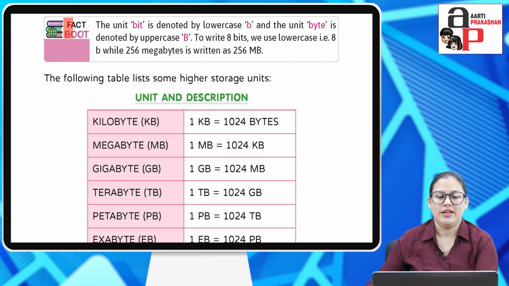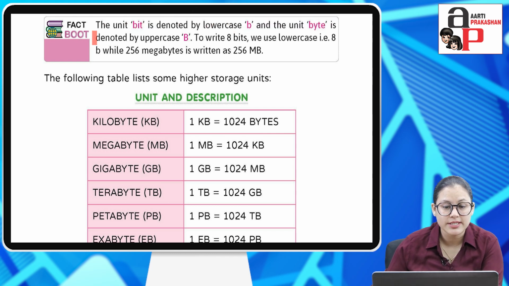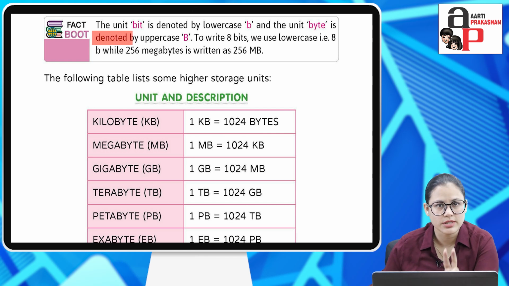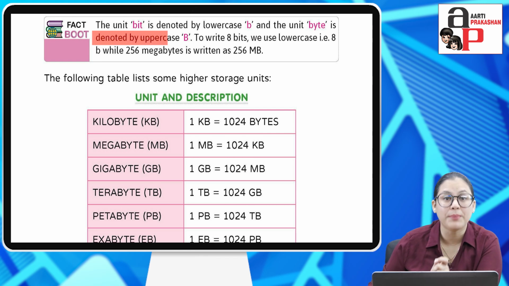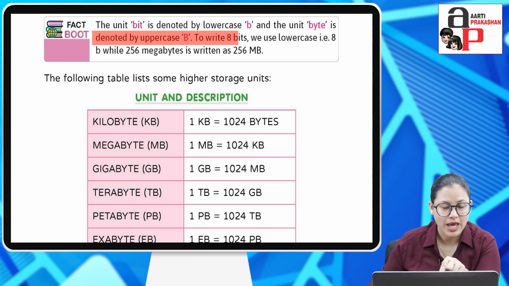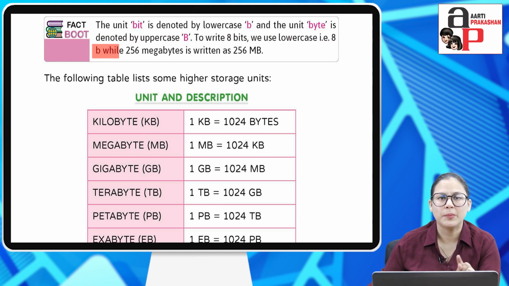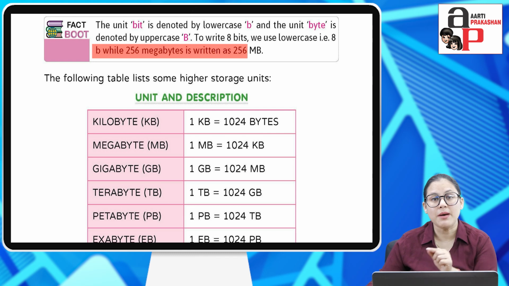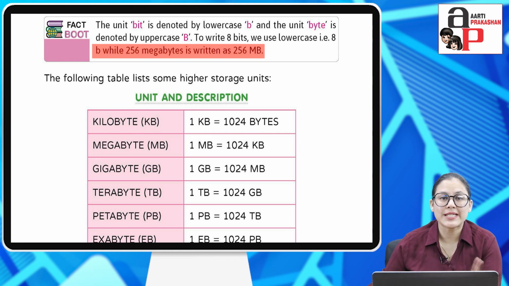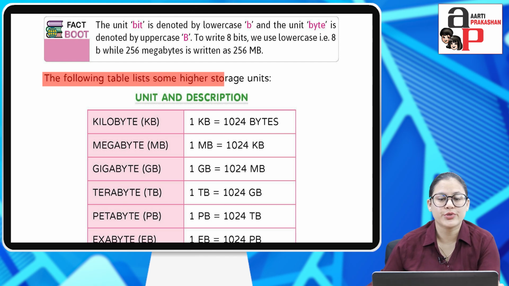Fact book. The unit bit is denoted by lowercase b and the unit byte is denoted by uppercase B. So this is the difference between bit and byte. We denote bit by small b and we denote byte by capital B. So to write 8 bits we use lowercase, that is 8b, while 256 megabytes is written as 256 MB, right? The following table shows some higher storage units.